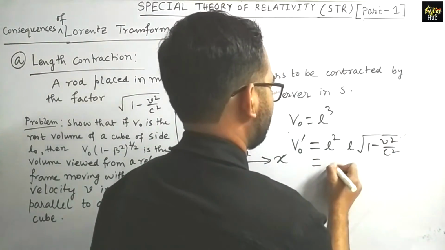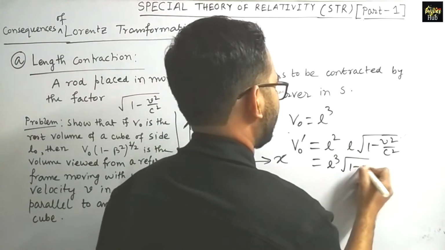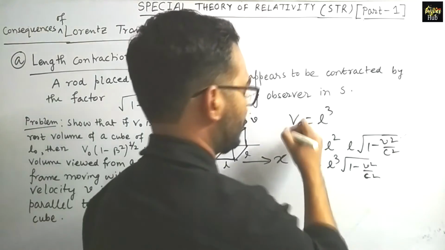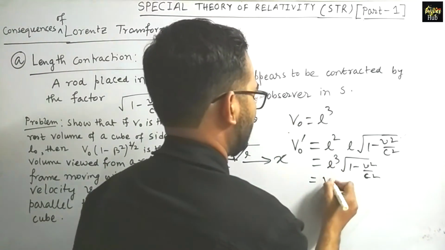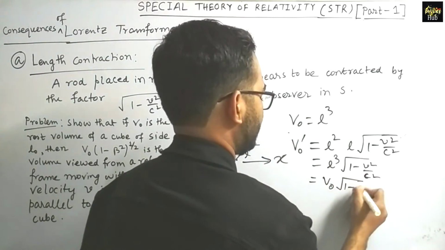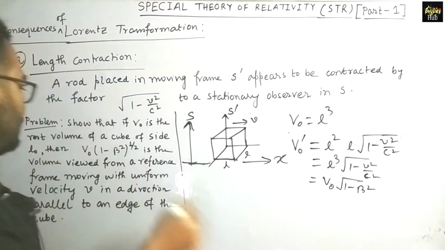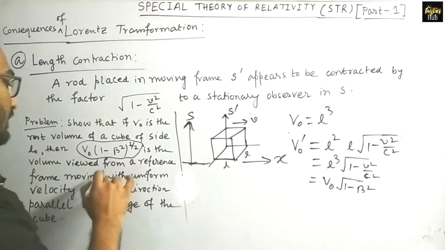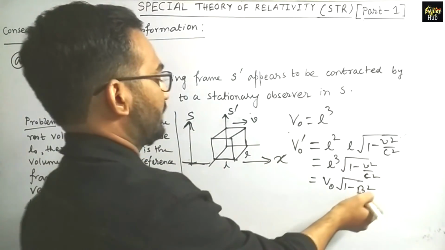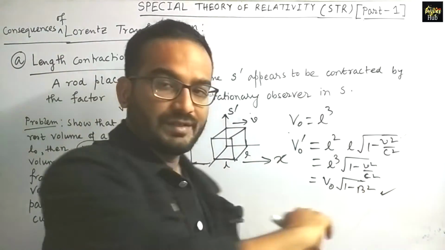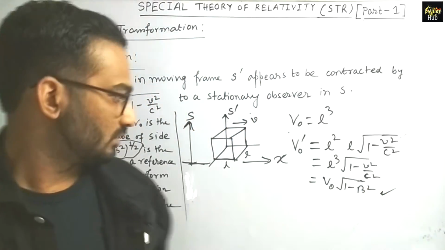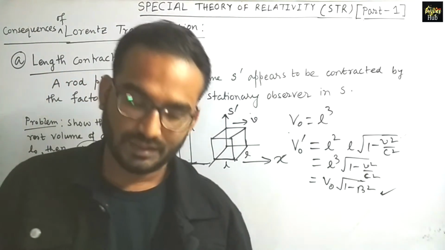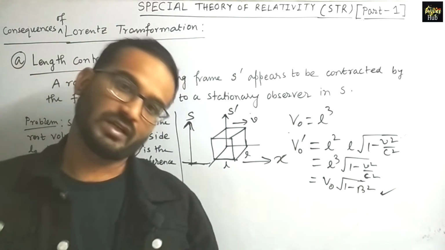Fine, that is equal to L cubed into 1 minus v squared by c squared. Now as I have told, v by c is beta, so L cubed is given by V naught into root over 1 minus beta squared, and hence it is proved that the changed volume with respect to the moving frame will be V naught into root over 1 minus beta squared. So in this way we can utilize the concept of length contraction. Next we will be discussing time dilation.